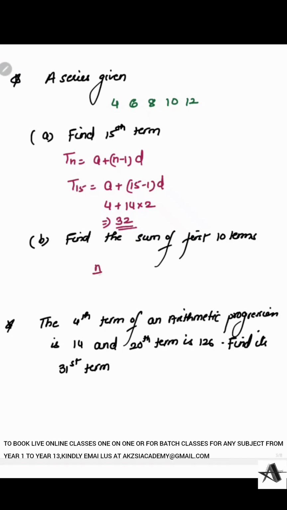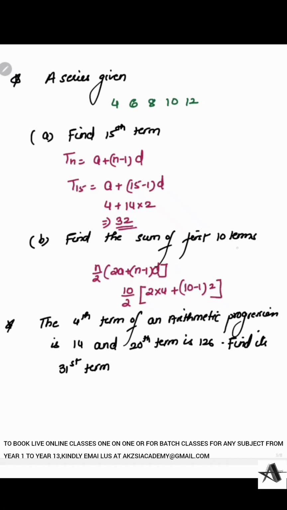Applying the formula n by 2 times 2a plus (n minus 1)d, where n is 10. So putting it in, I'll get 10 by 2. The first term of this series is 4 because it's the continuation of the question. So 2 into 4 plus (10 minus 1), with the common difference being 2.